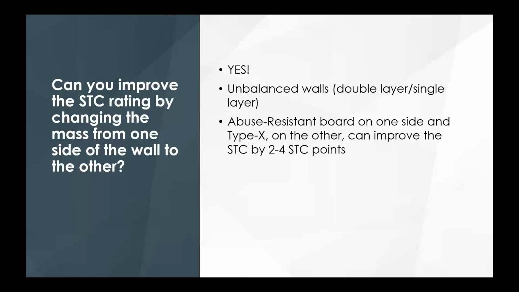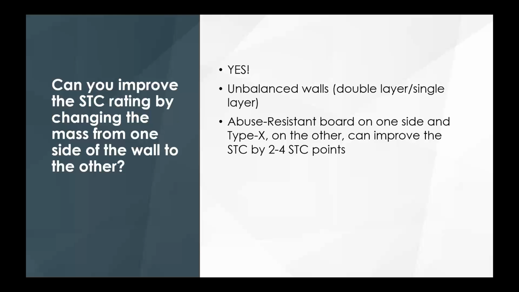In my previous employment, I worked for a metal stud manufacturer, and we had a contractor come up and say, hey, I've got this job. I've got a requirement on the job to provide a 49 STC rating. And I had a sound consultant tell us that if we used abuse resistant board on one side and Type-X on the other, I could improve that STC rating by 2 to 4 points. Well, this was intriguing for us, so we went ahead and tried it.